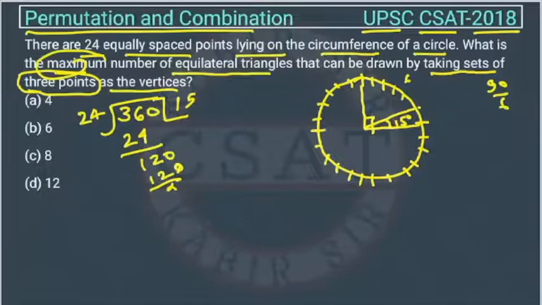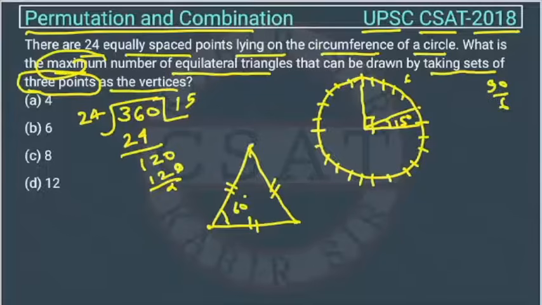The question is asking that we have to form an equilateral triangle. In an equilateral triangle, all sides are equal. This side is equal to this side and this side, so the angle is 60 degrees. So with 3 points we are getting one equilateral triangle, because they are equally spaced.